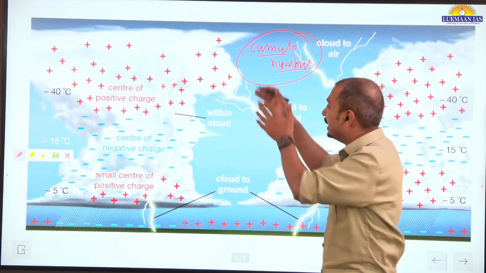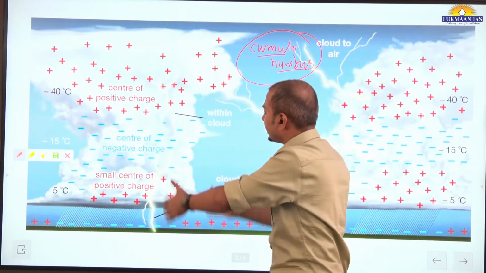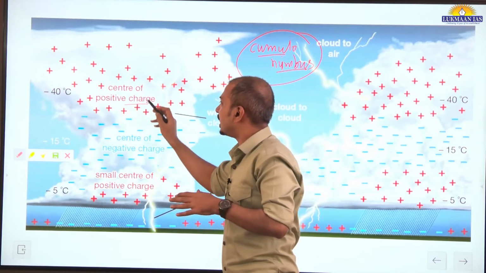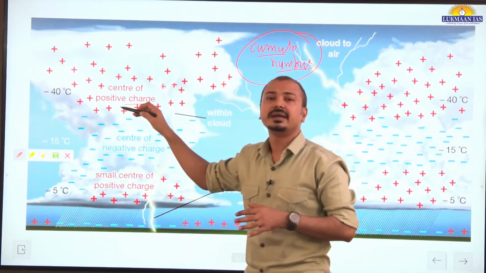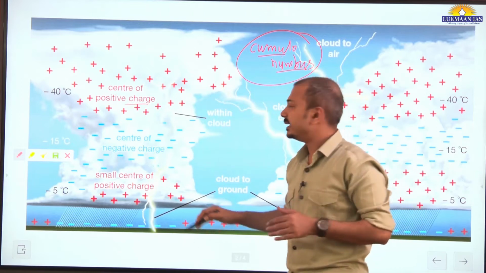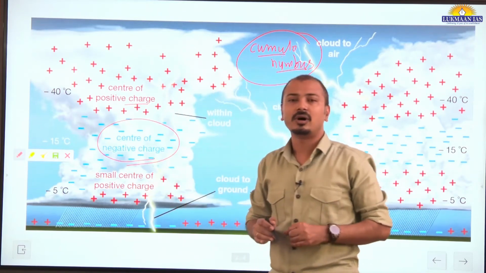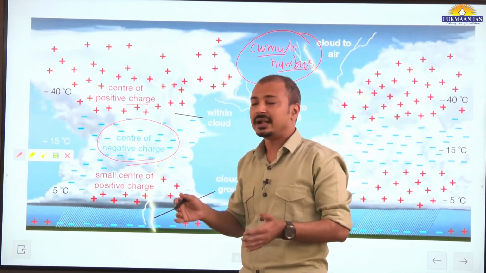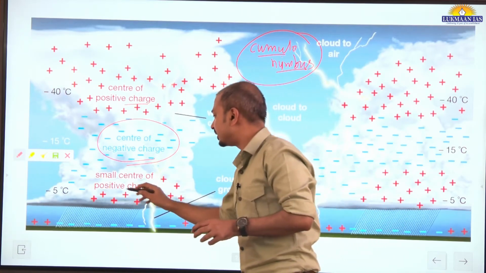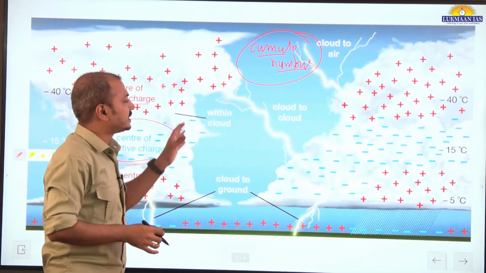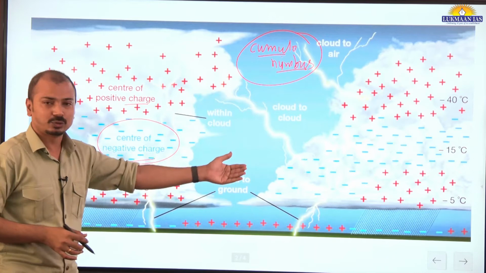Now in this cumulonimbus cloud, the vertical extension is huge, and you can see that the positive charge is accumulated on the top side of the cloud, and the negative charge is at the center, on the lower bottom of the same cloud. Sometimes small centers of positive charge are also there on the bottom side. You can see the same situation in the other clouds also.